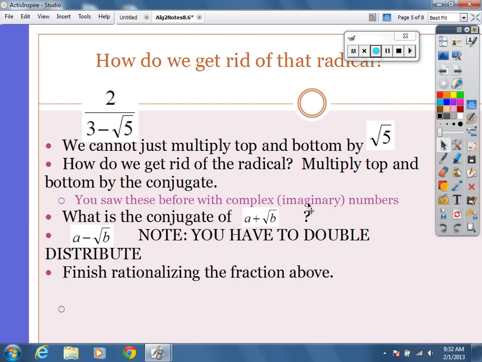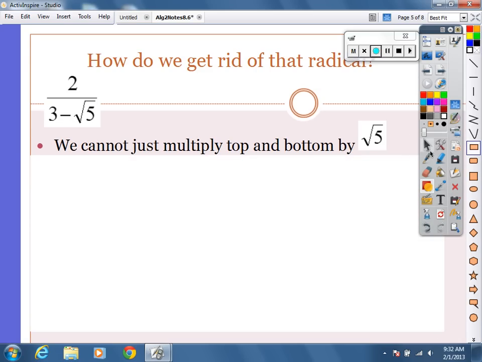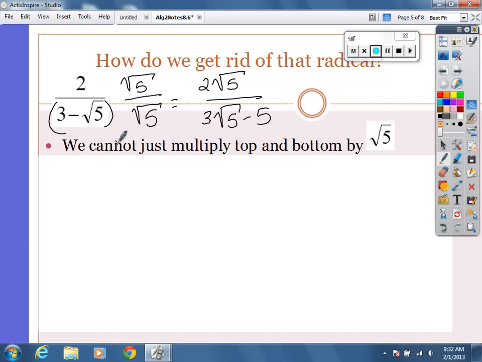Okay. Well, here it is again. We can't just multiply the top and bottom by square root of 5, and I want to show you why. If I multiply the top and bottom by the square root of 5 over square root of 5, that itself is legal because I'm not changing it. It just equals 1. But what I'm going to get is 2 square root of 5 over, this is a quantity, so I would have to distribute, 3 root 5 minus 5, because I would double distribute here. And what do I get? Can't simplify any of that out because there's still a radical down there. It does not help me. So I can't just do that.